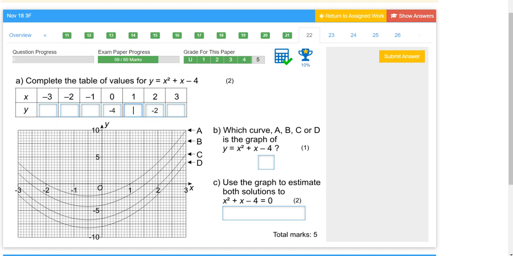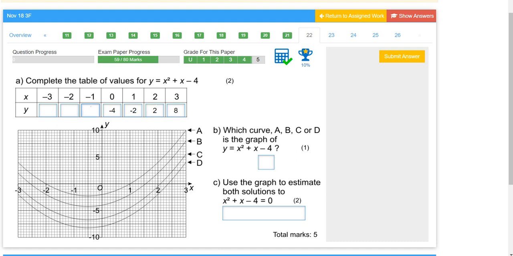Oops, in the wrong place, I beg your pardon. And what about here if x is 2? So again, I put it in my calculator. 2 squared plus 2, take away 4, that's going to give me 2. And what about here? 3 squared plus another 3, take away 4. That's going to be 9 plus 3 is 12. Take away 4 is 8.